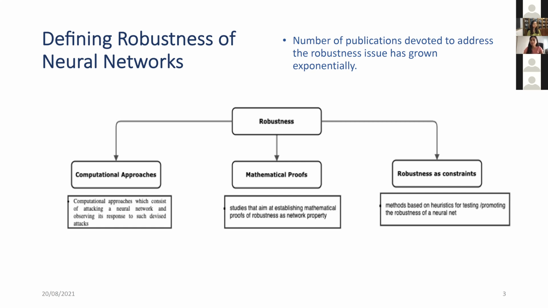And again, robustness as constraints lies in the sense that while we are training a neural network, we will have some constraint on the network, such as hinge regularization, spectral normalization. So these kinds of regularization in the literature have been proven to give more robust neural networks and increase the robustness of the neural networks. Next slide, please.